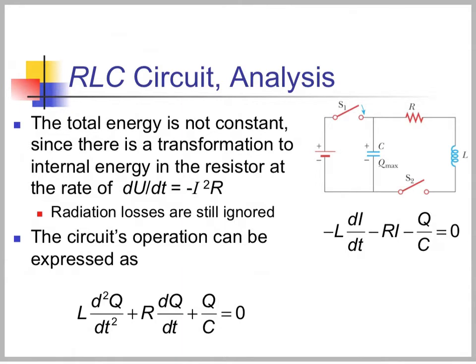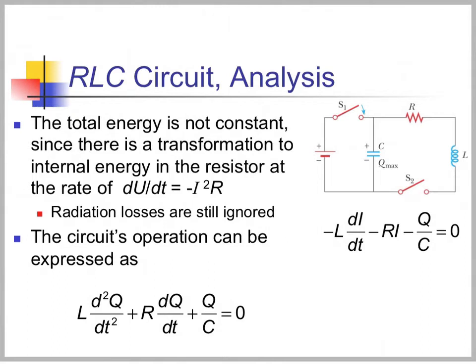And that's the case, then the circuit's operation can be expressed as minus L dI/dt minus RI minus Q over C is equal to 0. This is just looking at Kirchhoff's laws as we go around the circuit. We know that dI/dt is actually the second derivative of charge with respect to time, multiplying through by a minus 1, and we get this differential equation here. So if I want to understand it, I need to solve this differential equation.